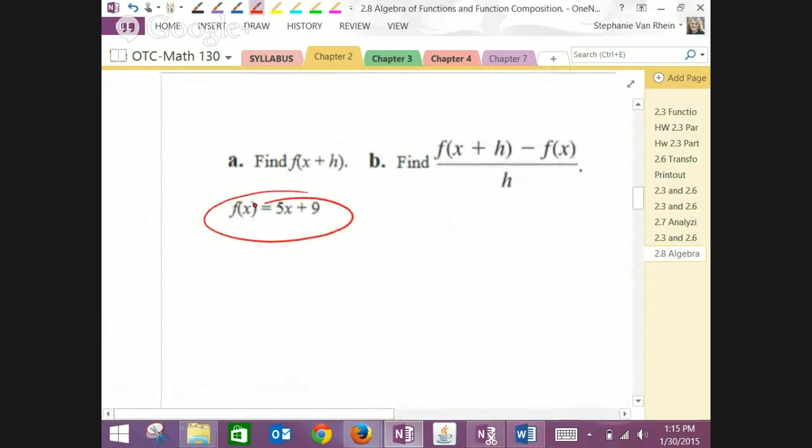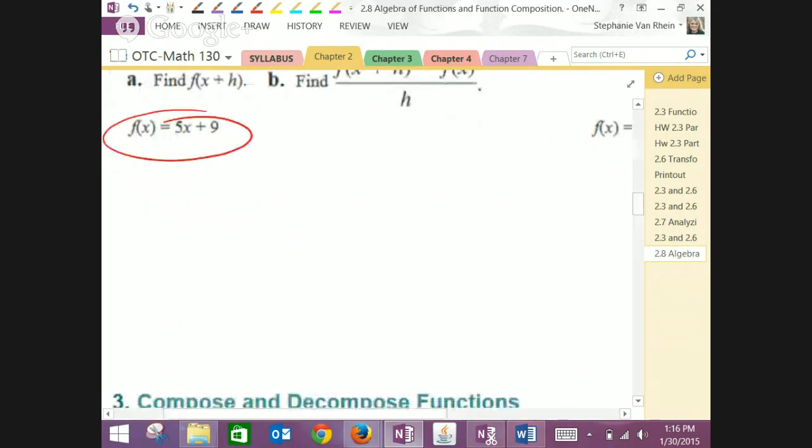This is a line, 5x plus 9. Do you guys know what the slope of this line is? This is a line, right? y equals mx plus b. You guys remember that? So this function has a constant slope. It's 5. The difference quotient should be 5 because that is what the difference quotient means. It means the slope at any point. So if it's constant slope because it's a line, it needs to be 5.